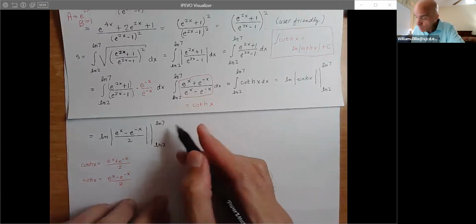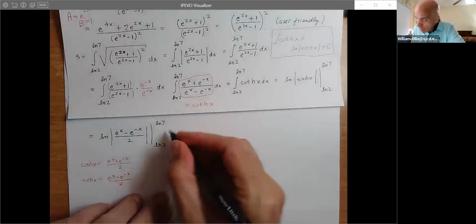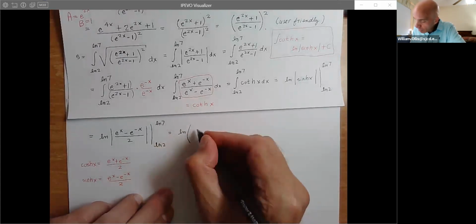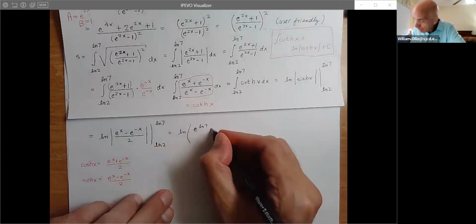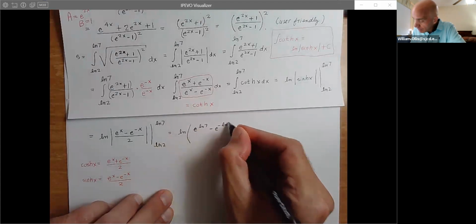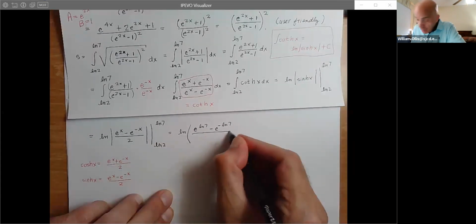So now we can substitute here. So we're going to have natural log. I'll go ahead and work all of this out. e^(ln 7) minus e^(−ln 7), divided by 2.